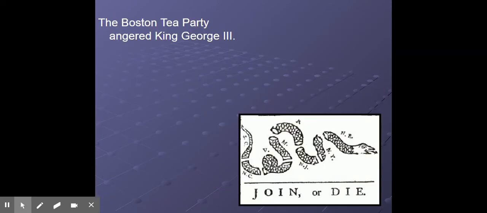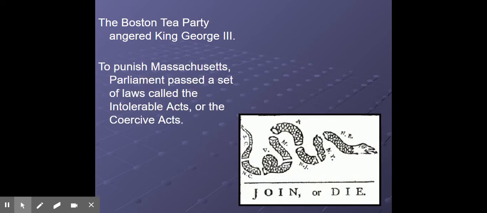Now you can imagine Britain is not happy. King George III is furious. And to punish Massachusetts, George III and Parliament pass a set of laws known as the Intolerable Acts or the Coercive Acts. When you coerce somebody, you kind of force them to do something. You might even say you kind of trick them into doing something. Now we're going to talk about the Intolerable Acts in just a second, but notice what illustration makes a return. Good old Ben Franklin's cartoon with the snake that's cut up into parts saying join or die. Because when Britain passes the Intolerable Acts, this is going to be the message that the colonists get. We need to join together and fight against Great Britain, or Britain will kill us.